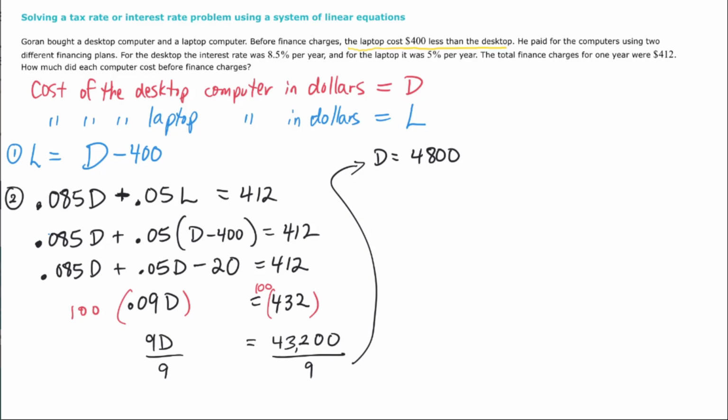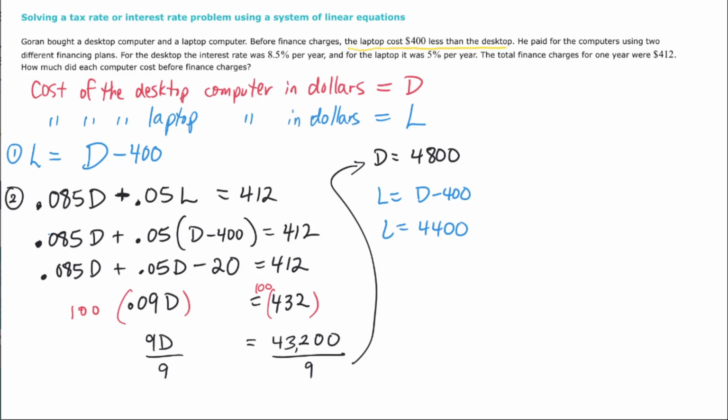Can we find L? We want to find the cost of the laptop as well. So remember, L is equal to D minus 400, and so L has got to be 4400. So this is quite an expensive laptop. Hence, Goran is going to use finances to pay it off. Or I should say different financing plans to pay it off.